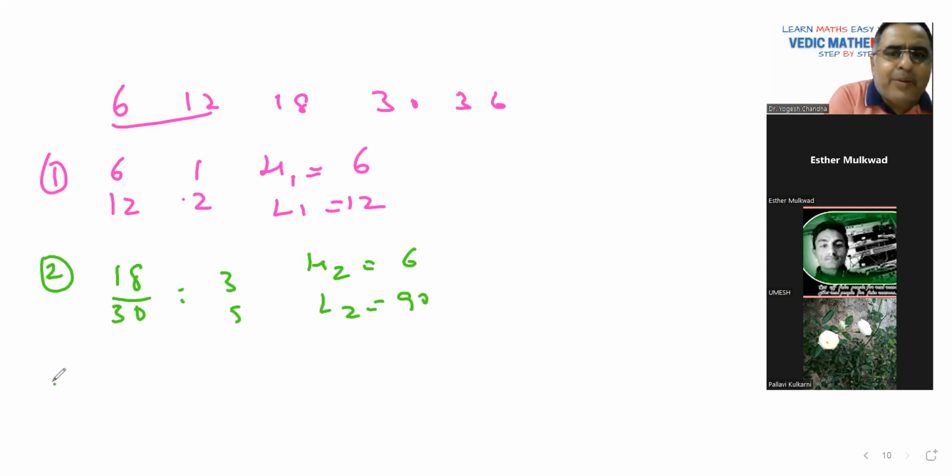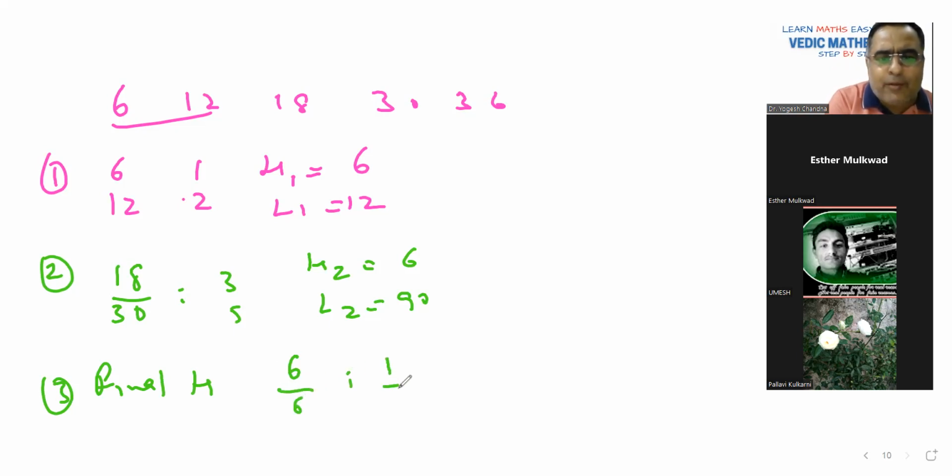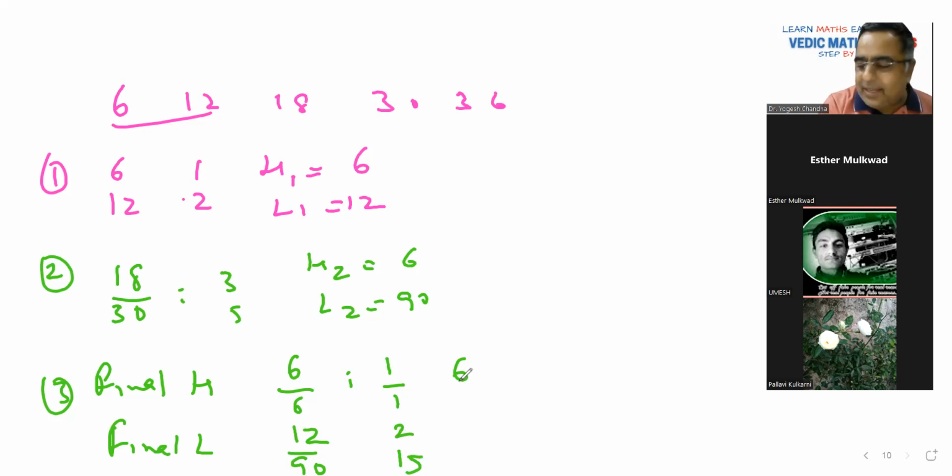ठीक है, यहीं पे हम फाइनल निकाल लेते हैं। फाइनल H, so 6/6, that is equal to 1/1. Now don't do it 6/6 1 हो गया, no. So it is 6 only. And final L, अभी I'm doing for 4 only. 12/90, so that is 2/15. 6 2s are 12, 6 15s are 90. So कितना आया L? 90 into 2 is 180. Up till here any doubt?